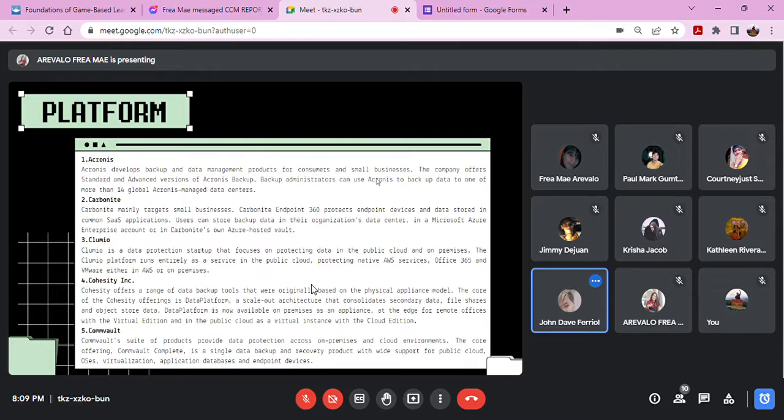Number 5, Commvault. Commvault's suite of products provides data protection across on-premises and cloud environments. The core offering, Commvault Complete, is a single data backup and recovery product with wide support for public cloud, OSs, virtualization, application databases, and endpoint devices.